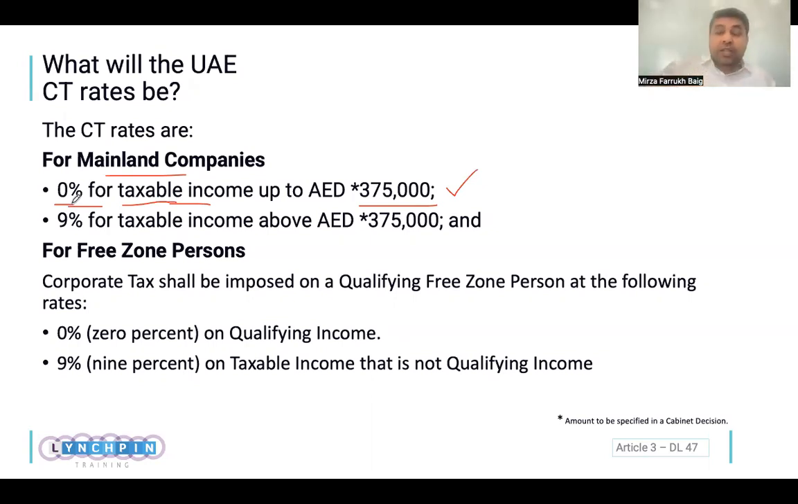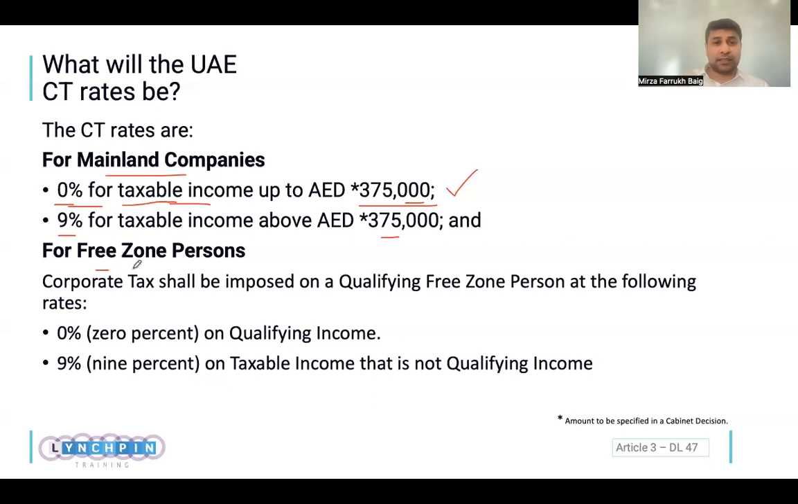So even if your business is earning, probably the ultimate income is only 100,000, you would not be considered as exempt. You still have to file the CT return. The only caveat here is that you would not be paying any CT here, and it would only be 0%. And anything exceeding 375K, of course, would be a flat rate, which is 9% itself. And on top of it, you would pay the CT.